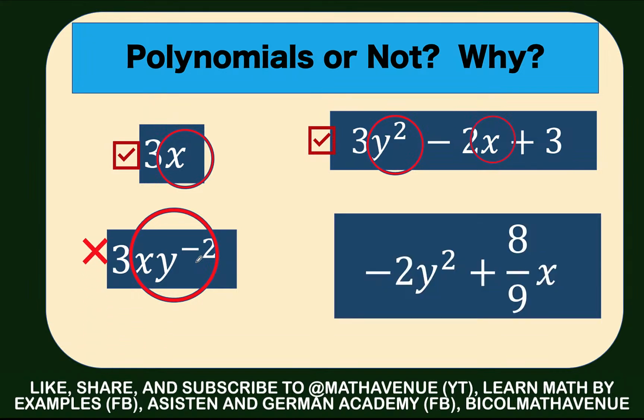How about -2y squared plus 8 over 9x? Again, let's identify the variables. We have y raised to the second and x. There is no violation among the three tests to identify a polynomial. Therefore, this is a polynomial.